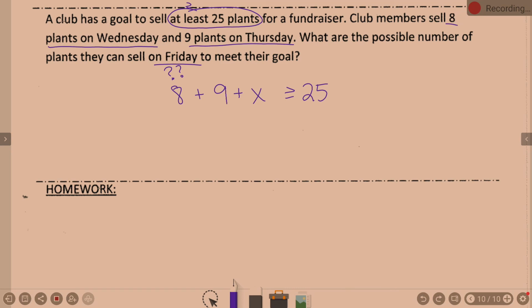Clean up the left. What is 8 plus 9? 17 plus X is greater than or equal to 25. If it's 17 plus X, I'm going to subtract the 17. I have X, and I carry down that greater than or equal to 25 minus 17. That gives us 8.